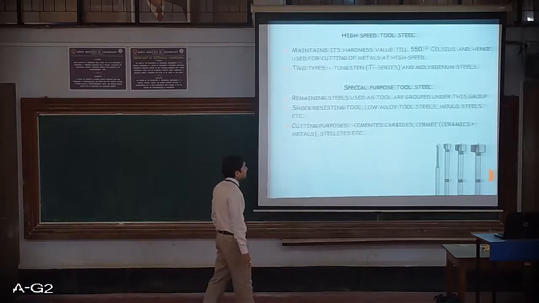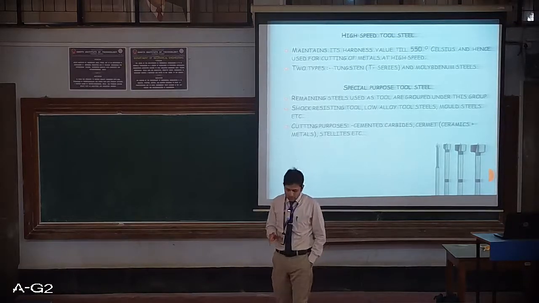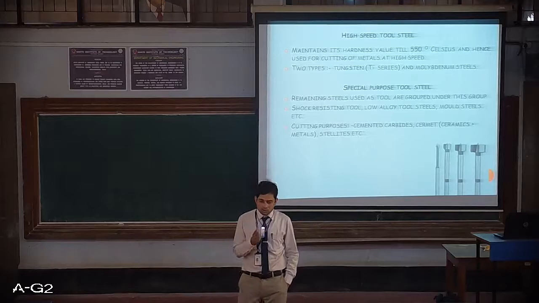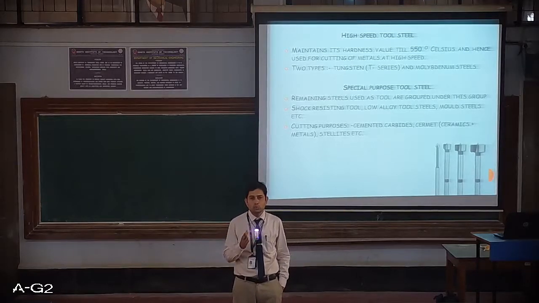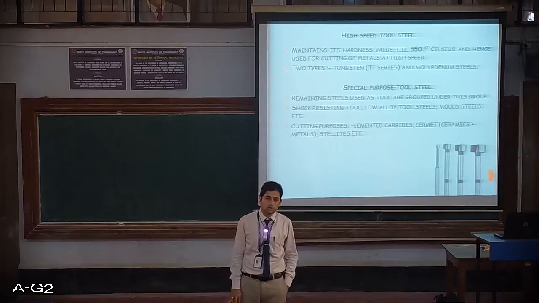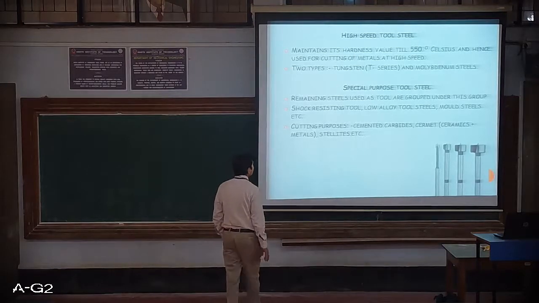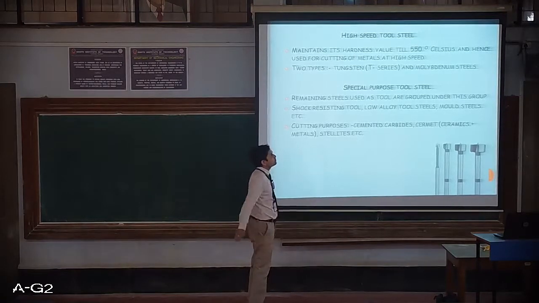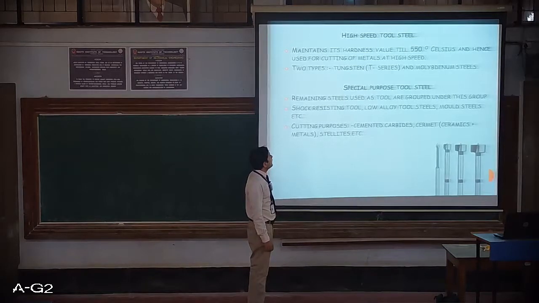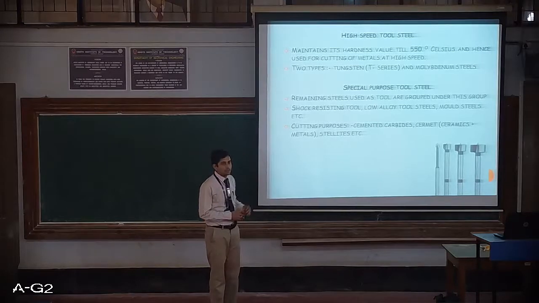Then other types of tool steels are also there. The last one: the steels which are not classified as cold working tool steels, not as hot working tool steels, not as high speed steels, will be classified as special grade of tool steels. They will be considered as special purpose tool steels. So the remaining steels used as tools are grouped under this group, and shock resistant tools, low alloy tool steels, mold steels, etc. are examples for this, and they are used basically for cutting purposes.